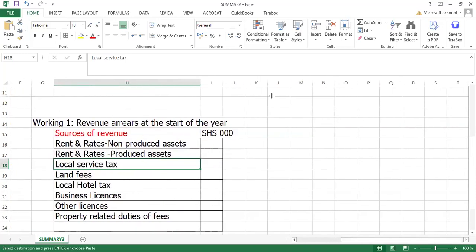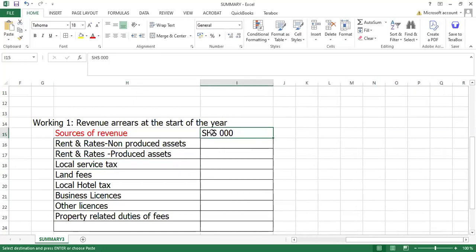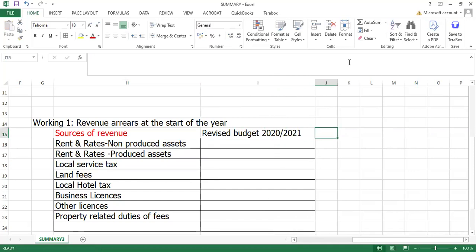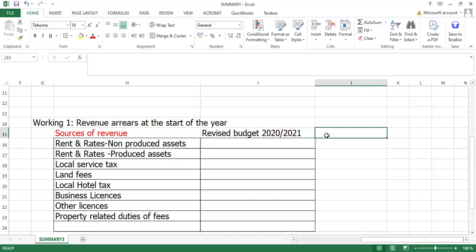Then after copying my sources of revenue, you see that we are given the revised budget. We have the revised budget for the year 2020-2021. We have that revised budget. Now I can simply create a column for the percentage of arrears.